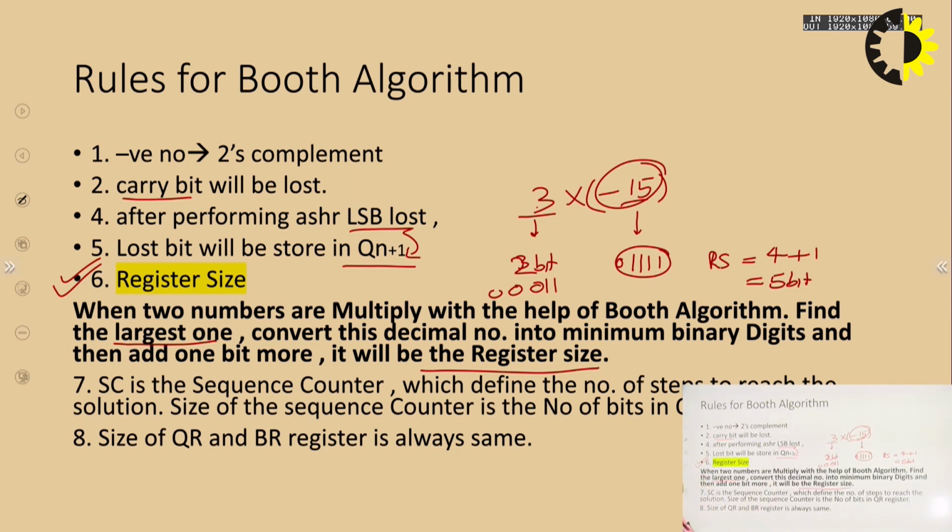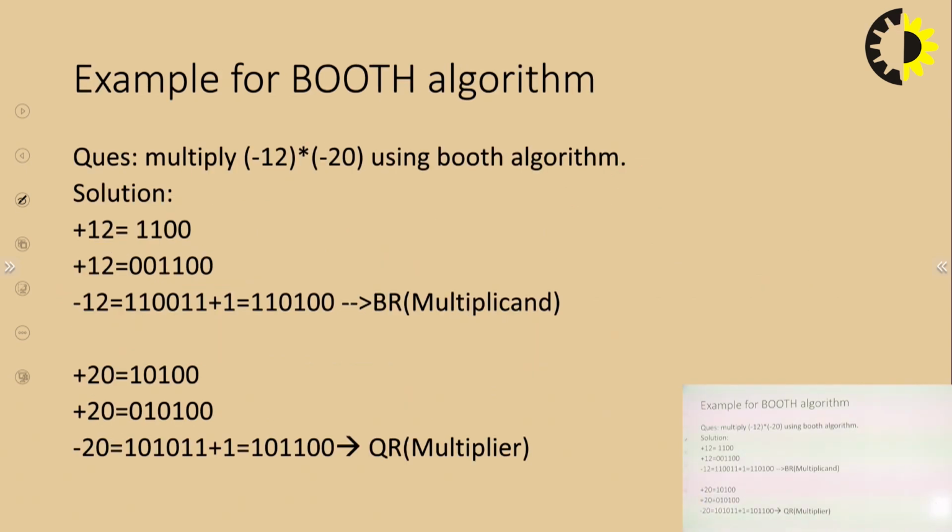And the size of QR and BR is always the same. Whether it is 5 bit, 6 bit or 7 bit, both always have the same size. Now, let's start with the question. Suppose that we have to multiply minus 12 and minus 20. Minus 20 is the multiplier, and minus 12 is the multiplicand.